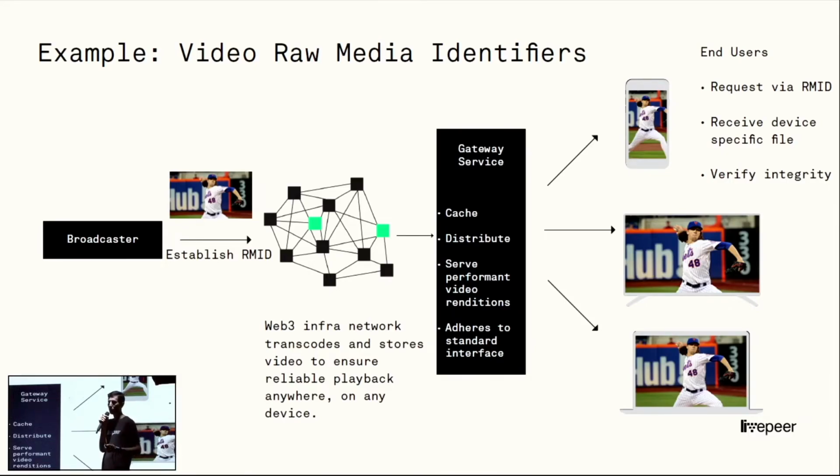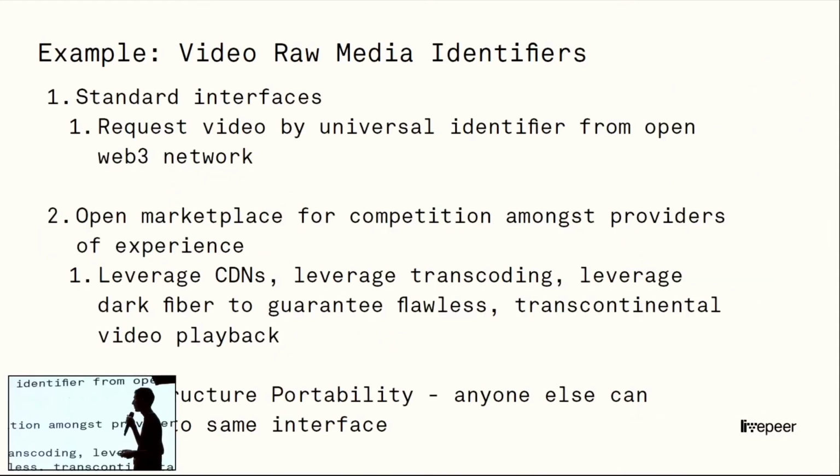That brings you all the Web3 primitives, but what it lets a gateway, an experience-based service provider, do is cache this content, build out a global CDN or leverage an existing global CDN to deliver this content. It can serve these performant video renditions instead of needing to deliver the 2 gigabyte file initially. And if it adheres to the standard RMID interface, then anyone else can also plug in their own node or their own gateway service or their own competitive CDN to deliver this. And so I think that leads to a powerful solution.